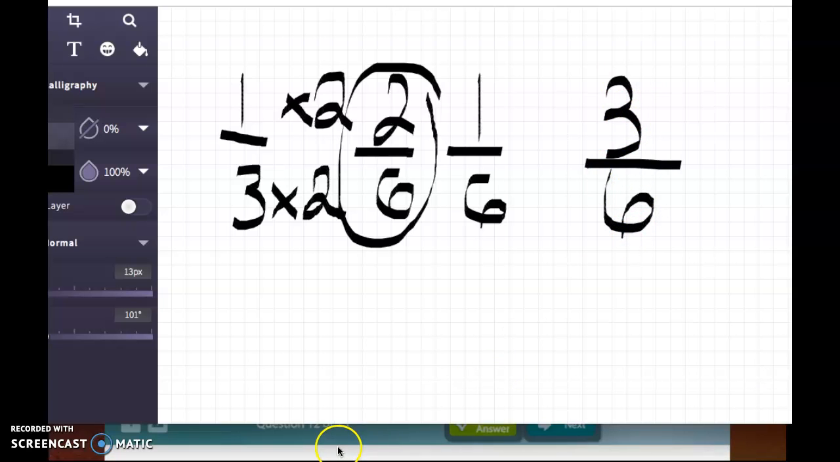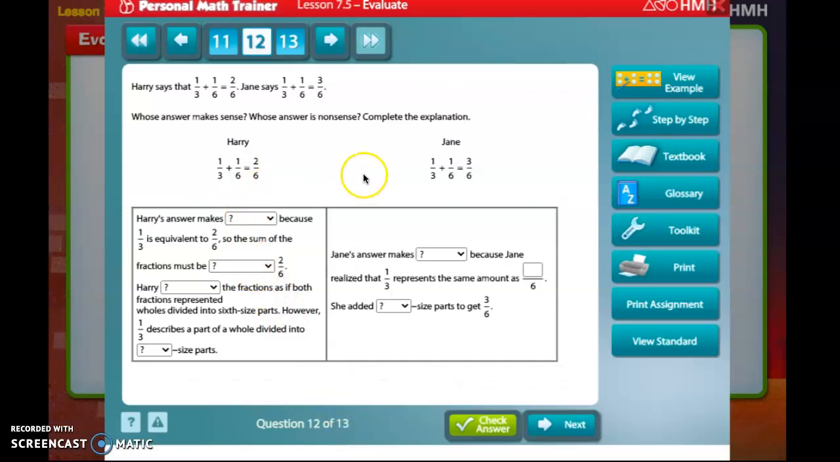So I'm going to go back to my math trainer, okay? So whose answer makes sense? Whose is nonsense? So let's go to Harry. He says 1/3 plus 1/6 is 2 over 6. I'm looking for an answer of 3 over 6, so I know that Harry is incorrect. So Harry's answer makes no sense because 1/3 is equivalent to 2 over 6. Yeah, that's true. So the sum of the fractions must be greater than or less than? They're going to be greater than 2 over 6, right? Because I know my sum is really 3 over 6, because we just figured that out.